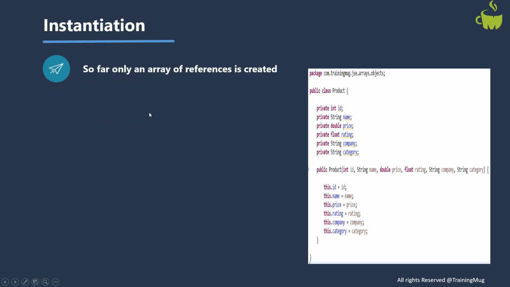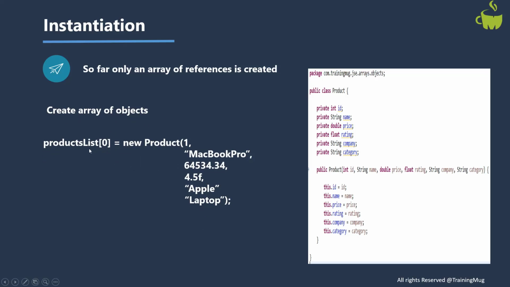Now let us see what actually happens. As we see, so far only the references are created in the array, no product object is created. Now how do you instantiate or initialize each product object to point to each one of the references? Here is how you create product list of 0. The first element, which is index 0, is equal to, so the previous value was null, now we are making it point to a new product object by saying new product. And since we have an argument constructor, we will pass all the values like 1, MacBook Pro and some pricing, some rating. I have given the value 4.5F.